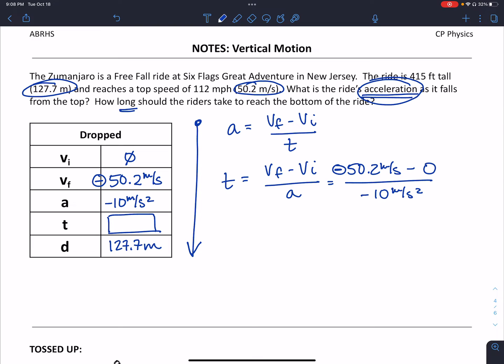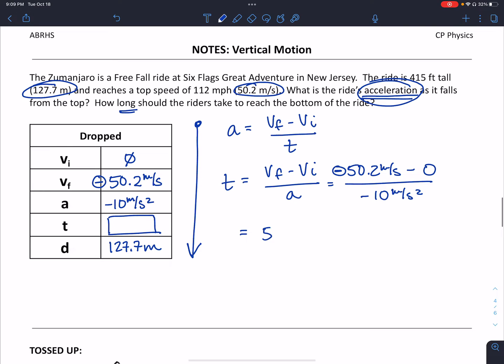All right. When you're working these problems, time should never become negative. Time is one that always has to be positive. So don't be surprised. That may mean that you need to check your signs. All right. So we do our division and we find that it's going to take our object 5.02 seconds to fall from its maximum height to the bottom of the ride.